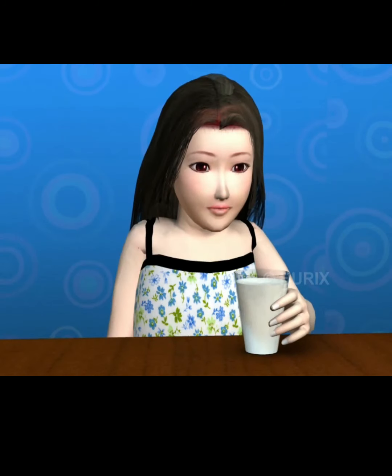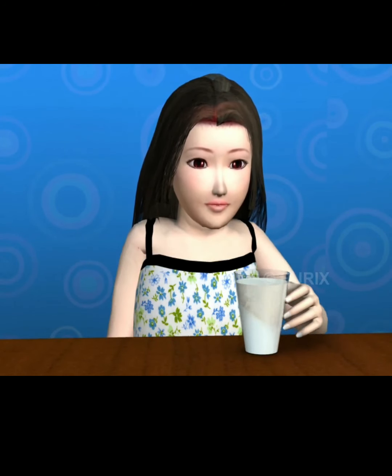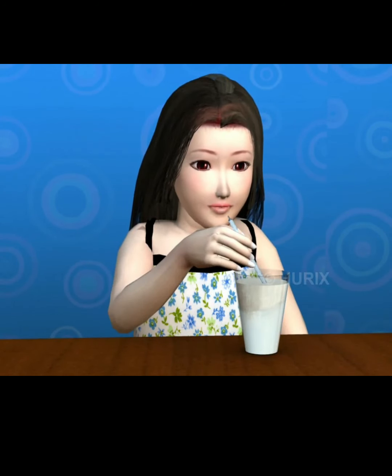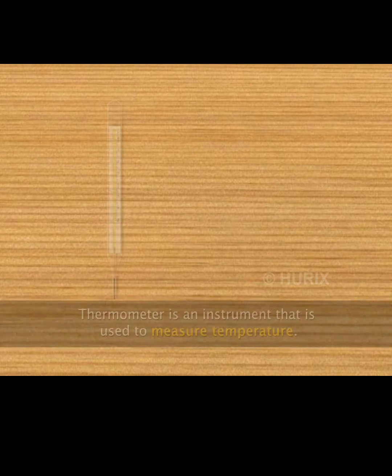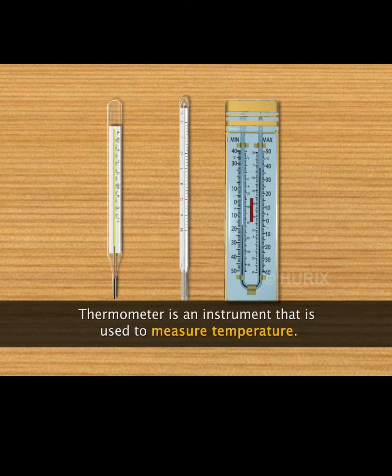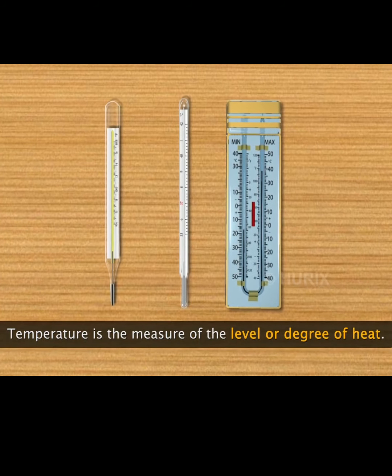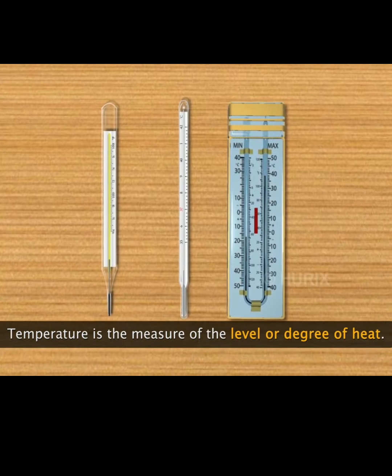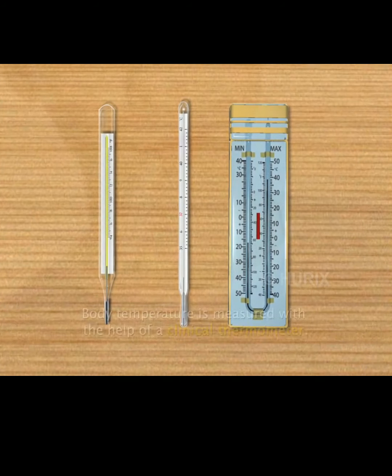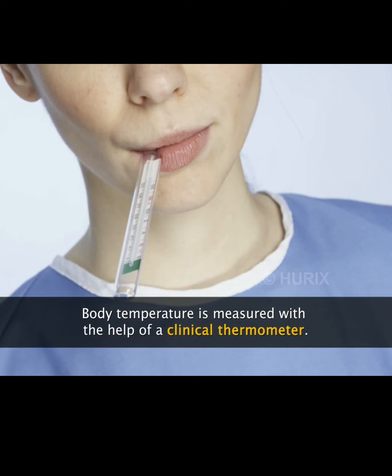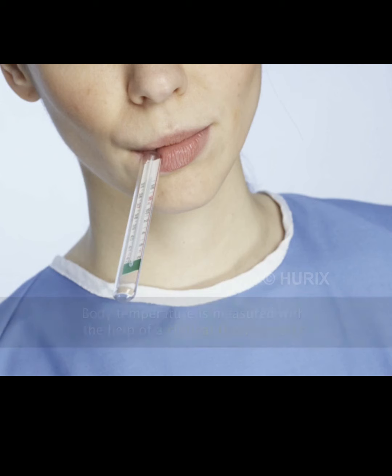A more accurate method to measure the degree of hotness is to use a thermometer. It is an instrument that is used to measure temperature. Temperature is the measure of the level or degree of heat. The most commonly used thermometer is a clinical thermometer. It is used to measure the body temperature.